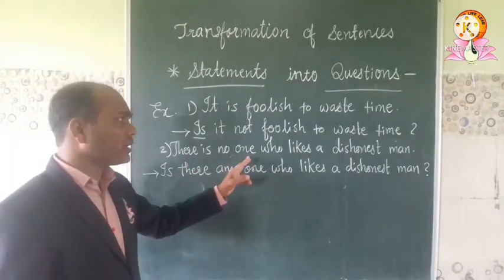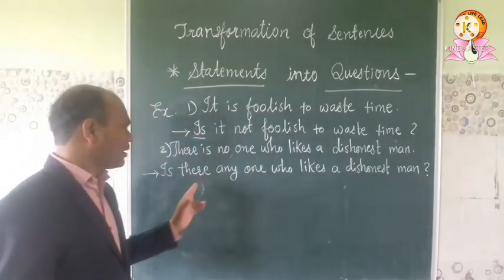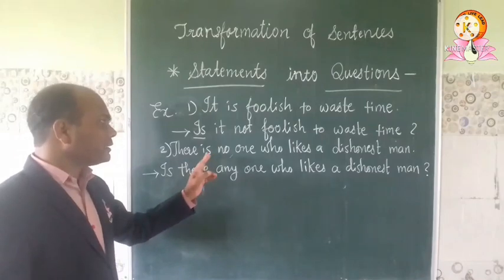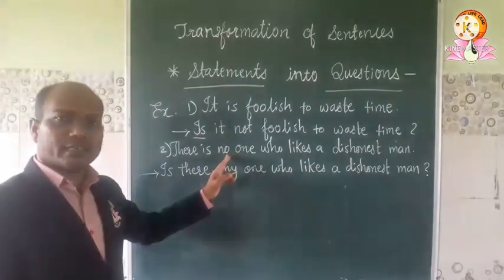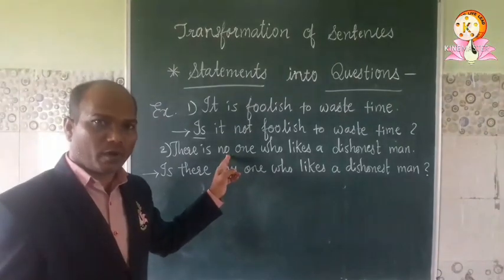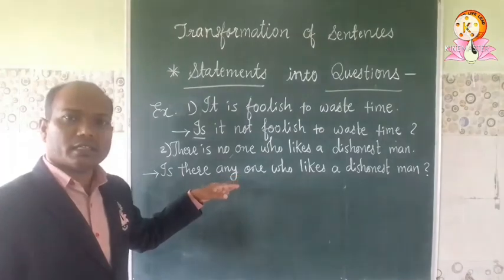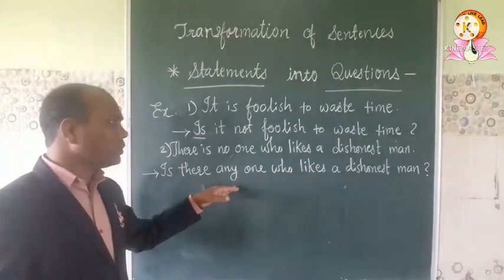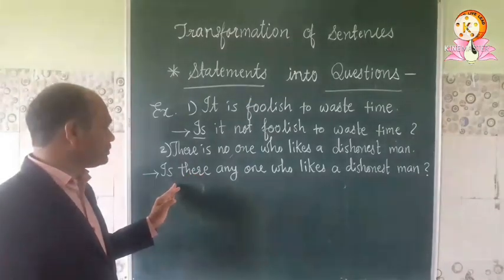There is no one who likes a dishonest man. Answer. Here, this statement is negative. "No one" shows that it is in negative form. It has a negative sense. So, while changing it into a question, it will change into positive, that is, affirmative. So, the answer is here.